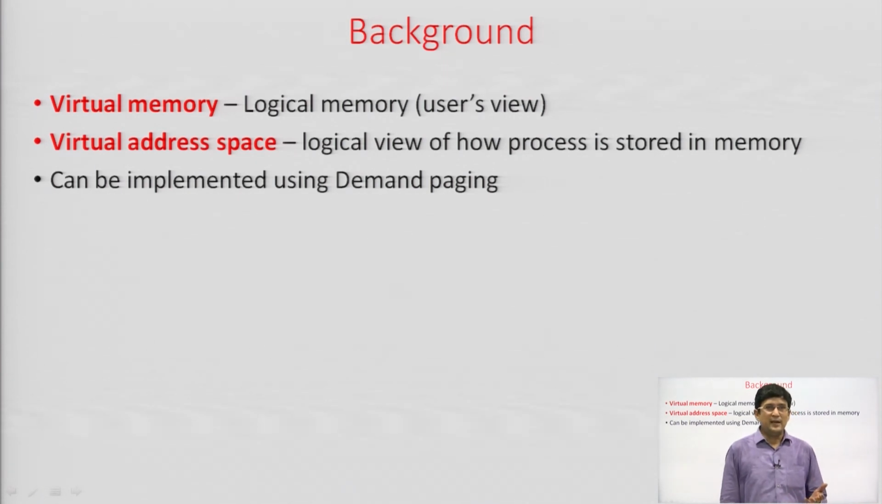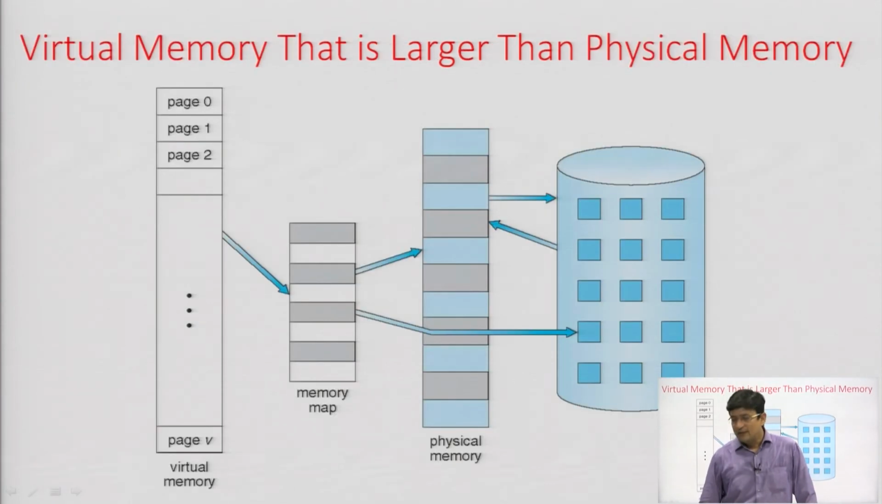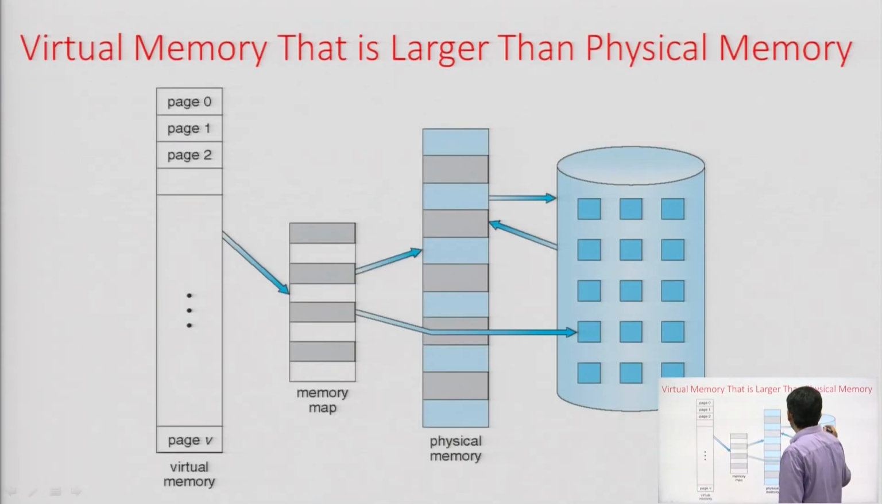The user view is big, so we have to divide the process into pages. Where will those pages reside if not in main memory? We give it space in the hard disk. So now we say that the portion of the hard disk is treated as the virtual memory.